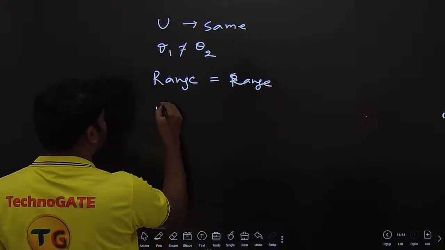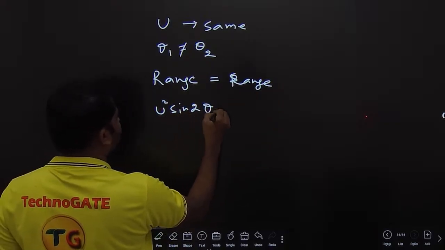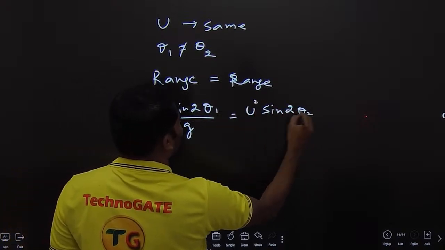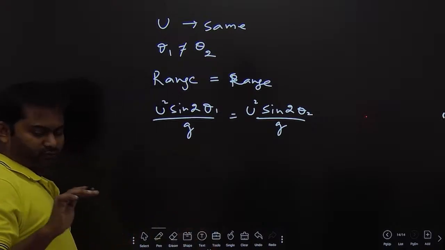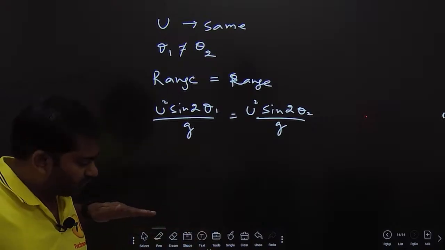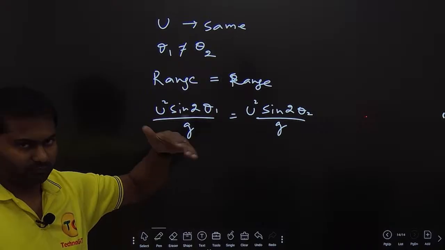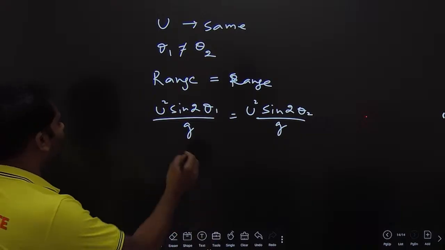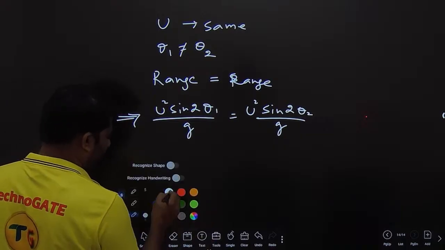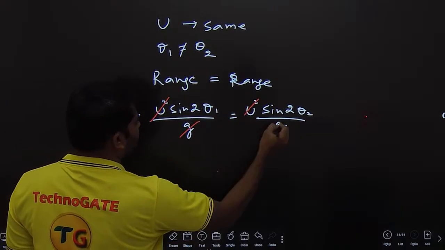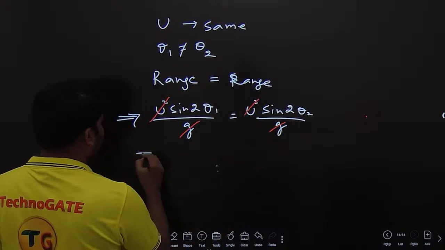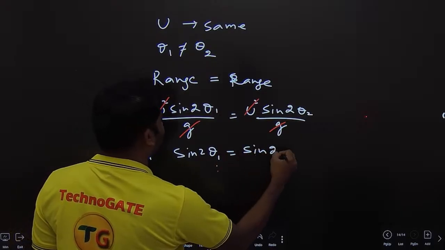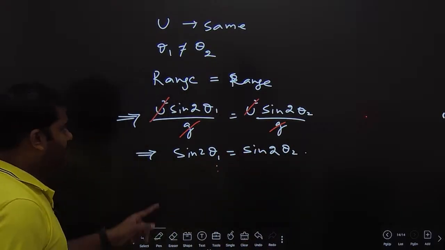The range formula is u square sine 2 theta 1 by g is equal to u square sine 2 theta 2 by g. U cos theta is the horizontal velocity and the time of flight is 2u sine theta by g. So u square sine 2 theta by g is the value. From this, u square and g get cancelled and we get sine 2 theta 1 is equal to sine 2 theta 2. This is one condition we have here.